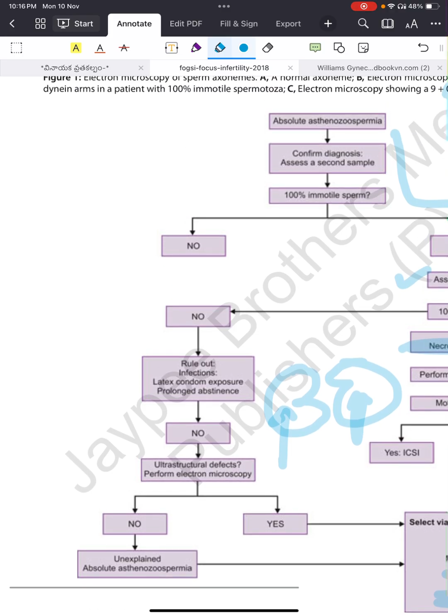If a male person has asthenozoospermia, you repeat the semen sample and the repeated sample has good sperm, there is no 100% immotile sperm, then there is nothing to do.